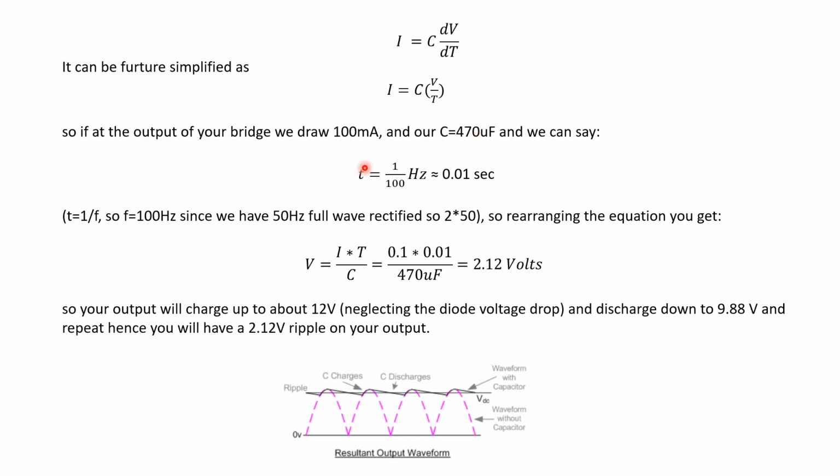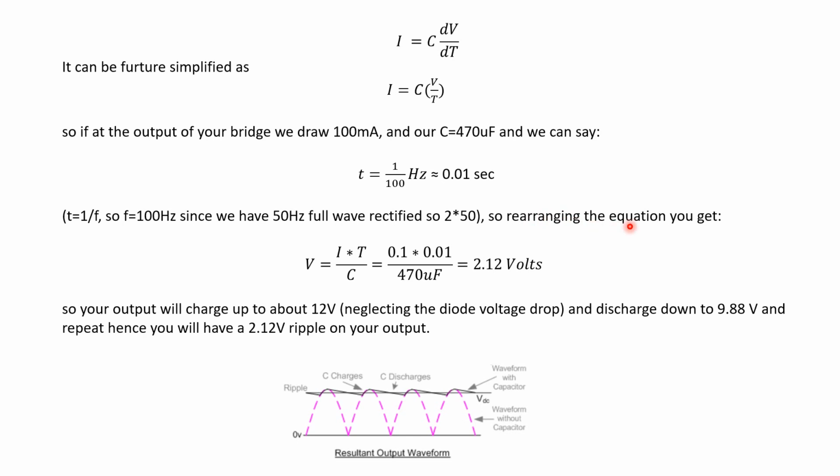So the time will be 1 by 100 hertz, that is equal to 0.01 second. As T equals 1 by F, F equals 100 hertz. Since we have a 50 hertz supply normally in our home, a full wave rectifier will give an output that contains twice the frequency. So 2 into 50, that is 100 hertz. So we are getting 0.01 seconds.